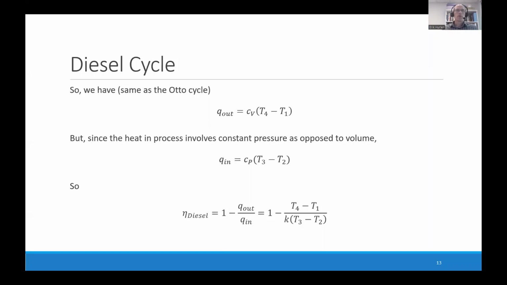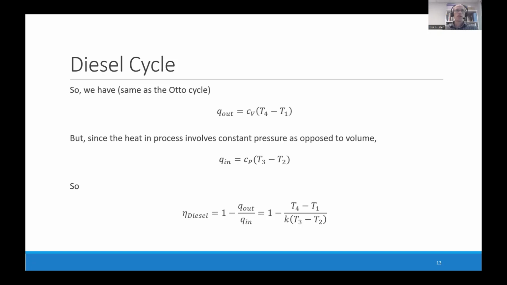Similar to the Otto cycle, the heat out is the same as before and can be written as Q out equals Cv times (T4 minus T1). But the heat in is now given by Q in equals Cp times (T3 minus T2) due to the fact that it is now a constant pressure process as opposed to constant volume, so Cp instead of Cv.